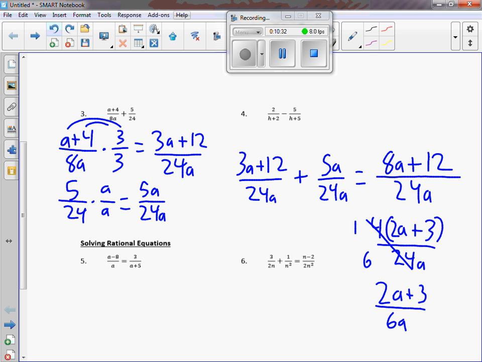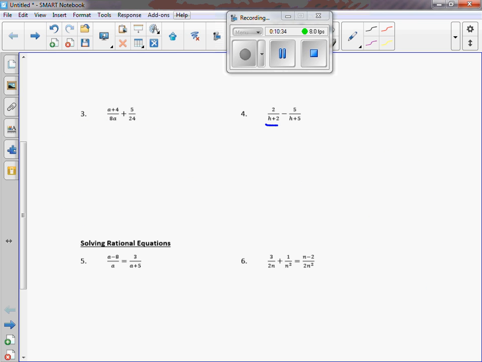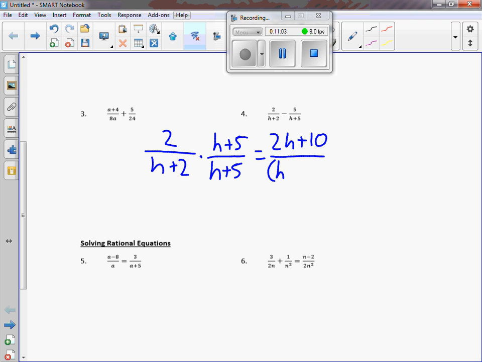Now, number 4, we only have one factor on each there. Nothing needs to be factored, but they don't match. So when they don't match, they're both jealous of each other. This first one's jealous of the h plus 5. This one's jealous of the h plus 2. So in order to fix that, we'll multiply him by h plus 5 over h plus 5. On top we distribute, we get 2h plus 10. On bottom, jam it together.